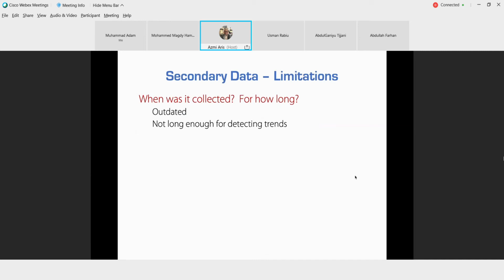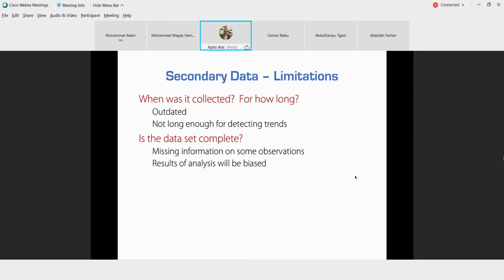Okay. Another thing is that sometimes the secondary data is not long enough for you to detect the trends. For example, if you are working with climate change, that will require very long-time data. And sometimes that data is not available to us. But this is something that you cannot do much about. So if that is the case, then you have to find something else which can be reliable.